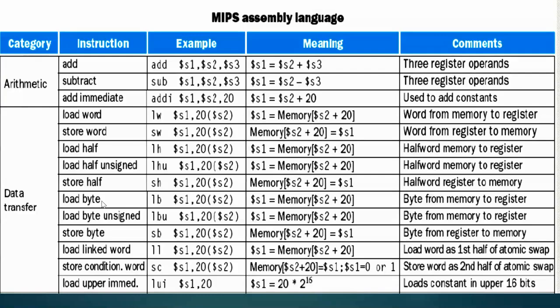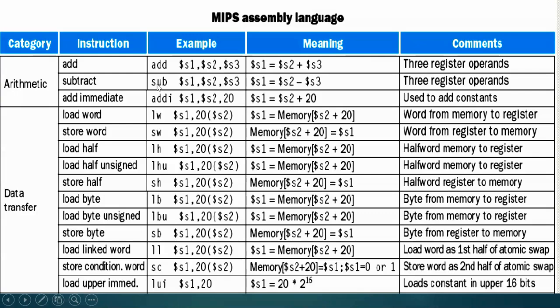In the first and second slides, we discussed the five types of MIPS instructions we have. The first one is arithmetic. In arithmetic we mainly have three instructions: add, subtract, and add immediate. For example, how do we write add in MIPS assembly language? add $s1, $s2, $s3. What does it indicate? You add $s2 and $s3 and store the result in $s1. To perform this add operation, you use three register operands.